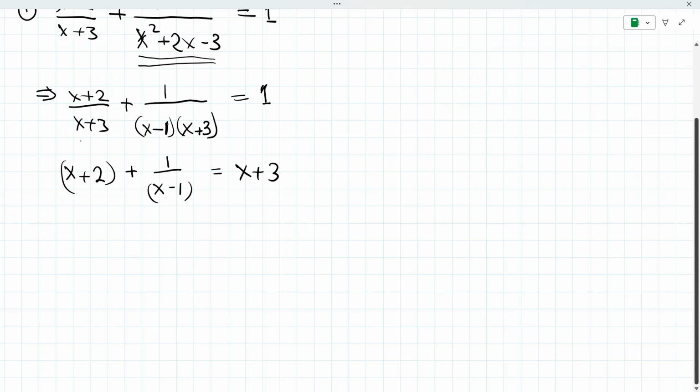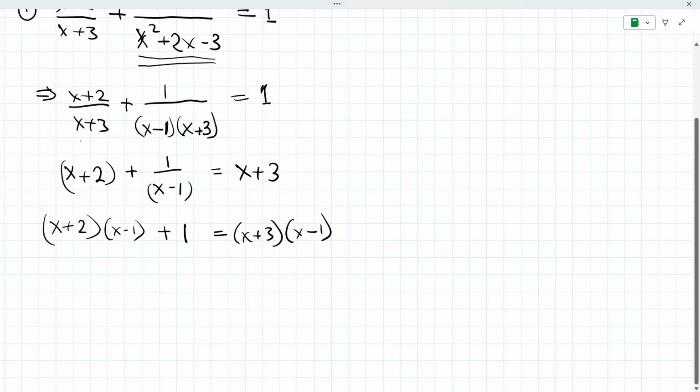All right. Next, we will now multiply through by x minus 1 so that we get rid of this denominator here. So it will be x plus 2 multiplied by x minus 1, plus 1, because 1 over x minus 1 multiplied by x minus 1 will give us 1, will equal x plus 3 multiplied by x minus 1.